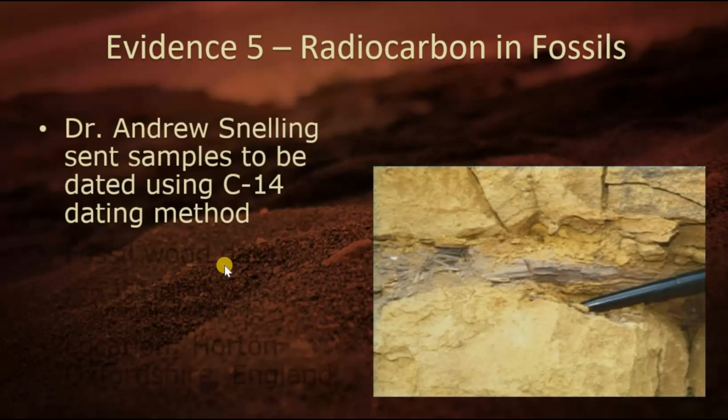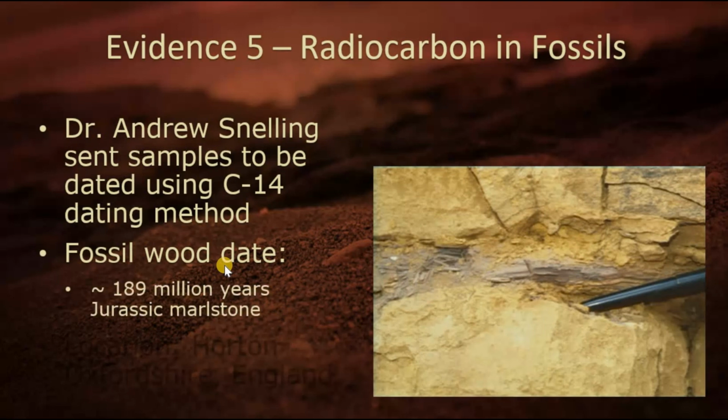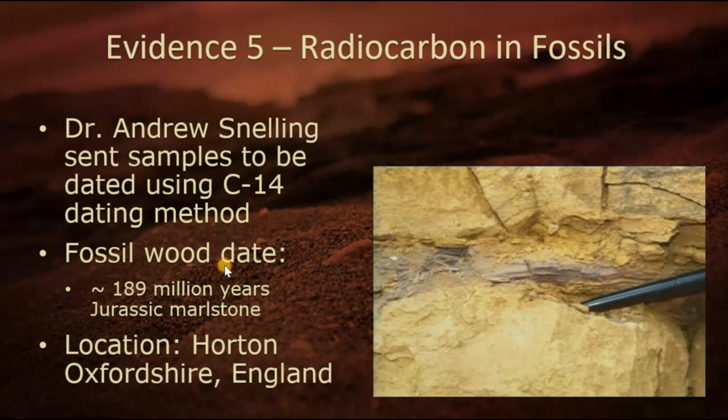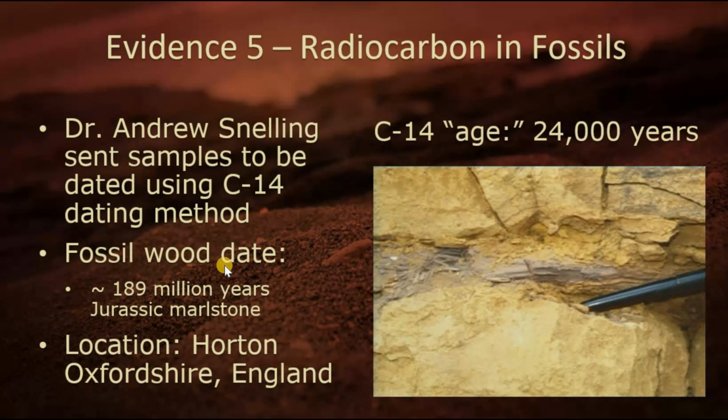Radiocarbon in fossils. So Dr. Andrew Snelling sent samples of dated fossils for carbon-14 dating. He sent fossil wood which, using the strata, would age 189 million years in the Jurassic marlstone. The location was Oxfordshire, England. The fossil wood came back not 189 million years. Using carbon-14, it was only 24,000 years.